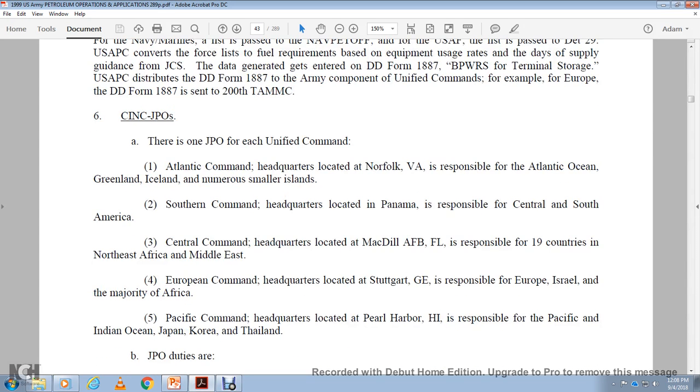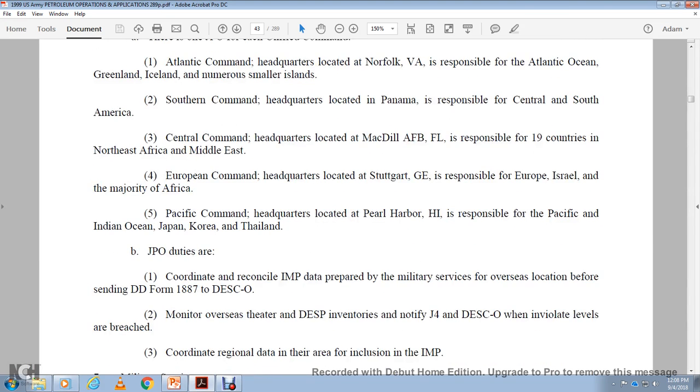European Command Headquarters is located in Stuttgart, responsible for Europe and Israel with the majority of Africa. The Pacific Command Headquarters at Pearl Harbor, HI, is responsible for the Pacific and the Indian Ocean, Japan, Korea, and Thailand. GPO duties: coordinate and reconcile with the IMP tab, and prepare with the military for the overseas location before sending the DOD Form 1887 to the DESC.